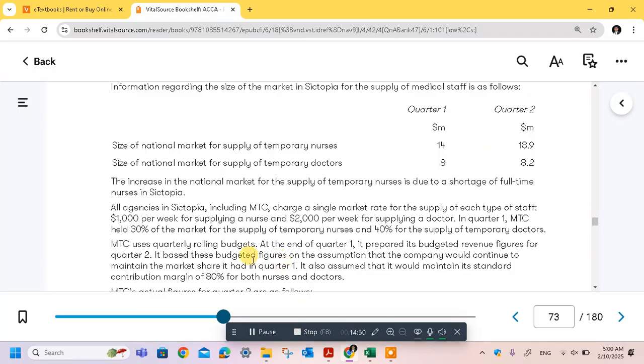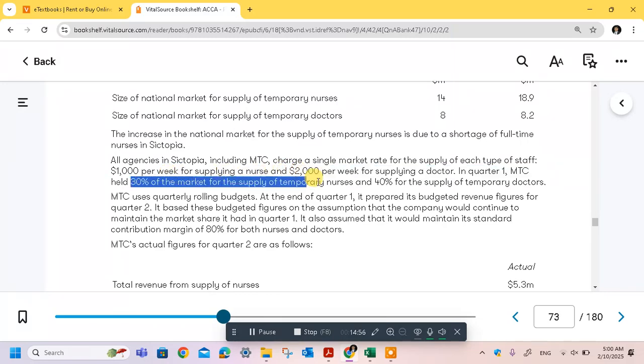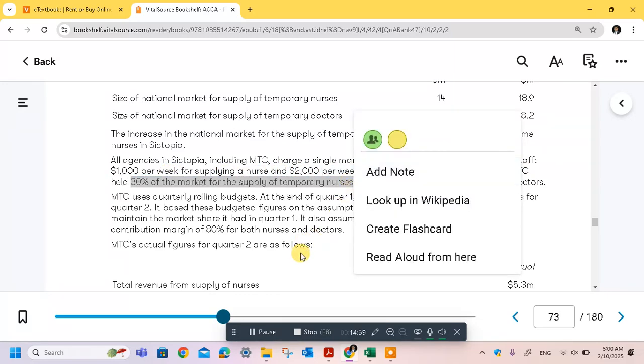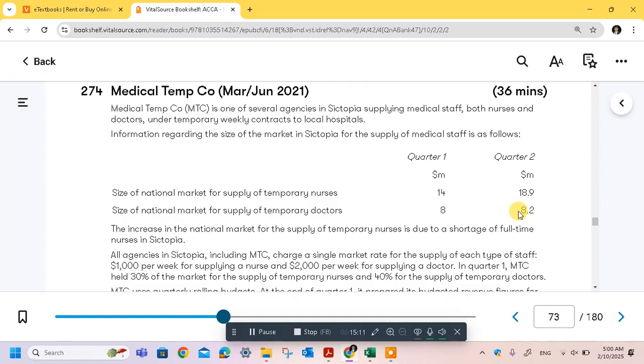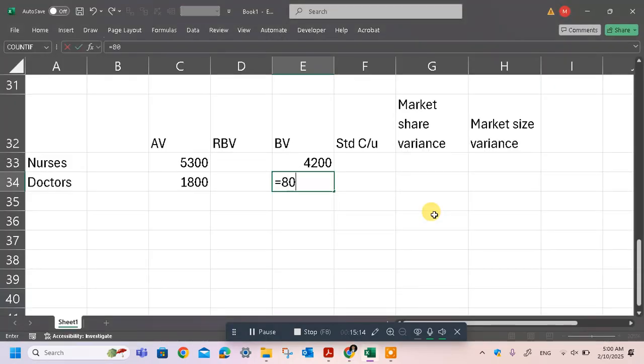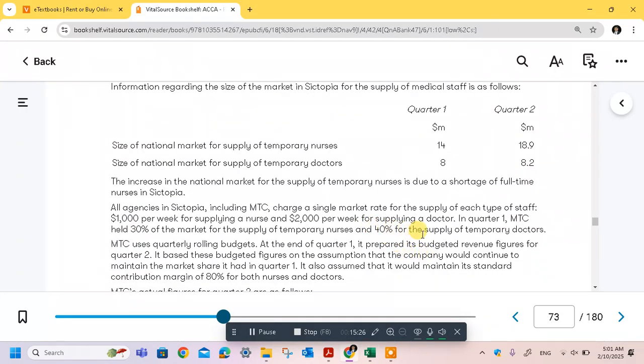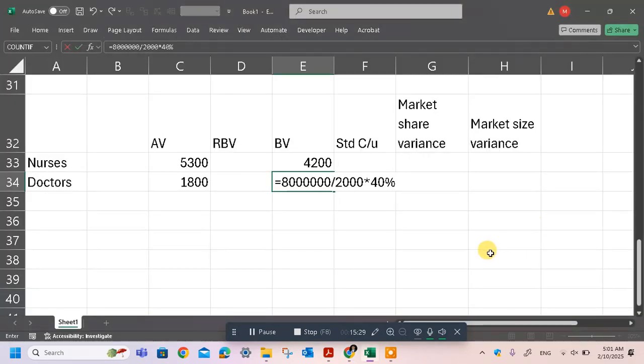Of that market, what percentage is sold by this company? 30% of market supply of the nurses. Can you see? 30% of the market. So, this multiplied by 30% should be our company MTC's budgeted volume. Similar working for doctors, 8 million is the overall market size. All the companies are charging a price of 2000. So, when you divide like this gives the market size. Doctors market, MTC maintains 40% share. Here 40% of supply of temporary doctors. This is the original budgeted volume.